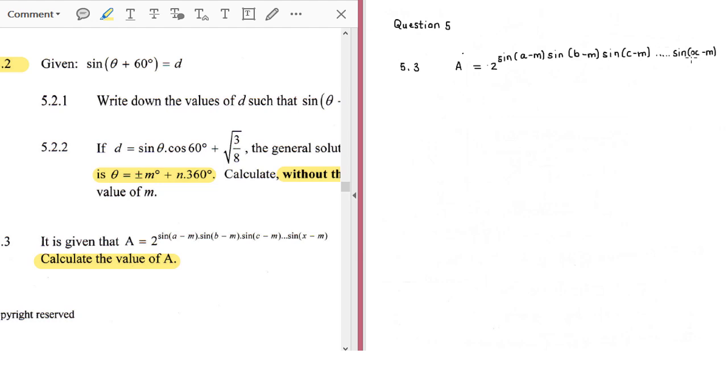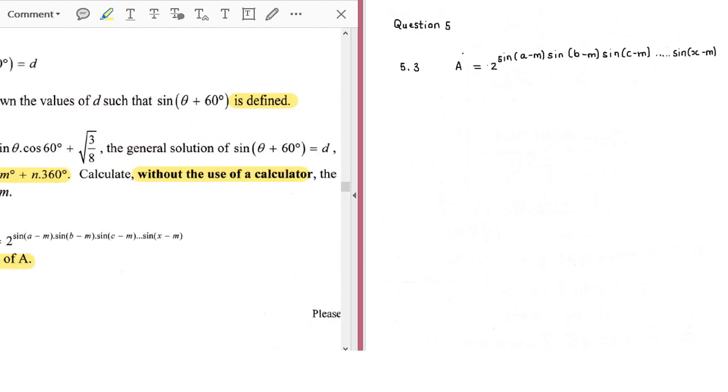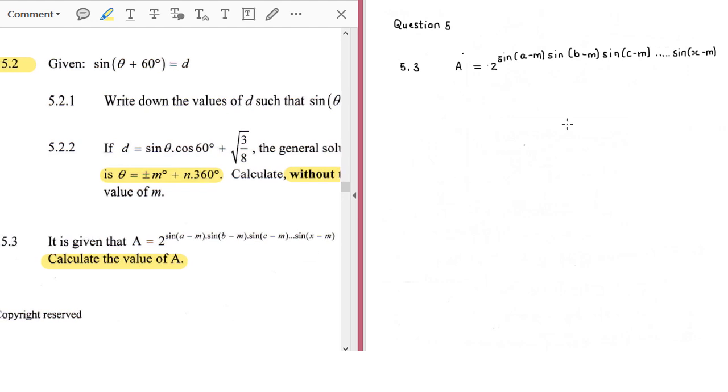Another thing that can confuse you here, or that can lead you to do lots of unnecessary calculations, is to see a minus m, b minus m, c minus m, and x minus m as a compound angle, and then try to expand that out. That is going to lead you nowhere. Also be guided by this: this is for 3 marks. So clearly there has to be something about this that can be simplified quite quickly.